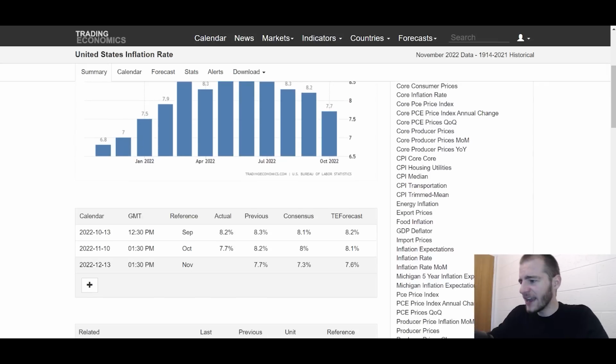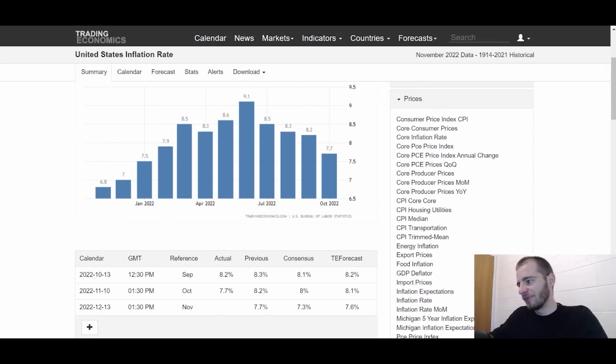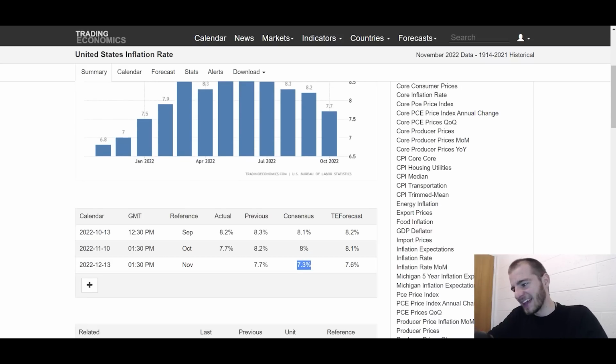So right now, we have 7.7% inflation here in the USA, right? CPI 7.7%. The market is giving a consensus, as you can see here, of 7.3%, meaning that the market itself is expecting a 7.3% inflation reading. So if that inflation number comes in below 7.3%, which is what the market has priced in, the market will pump because it will be lower than expected, which is good. And if it comes in higher than 7.3%, the market will dump because it will be higher than expected, which is bad, okay?